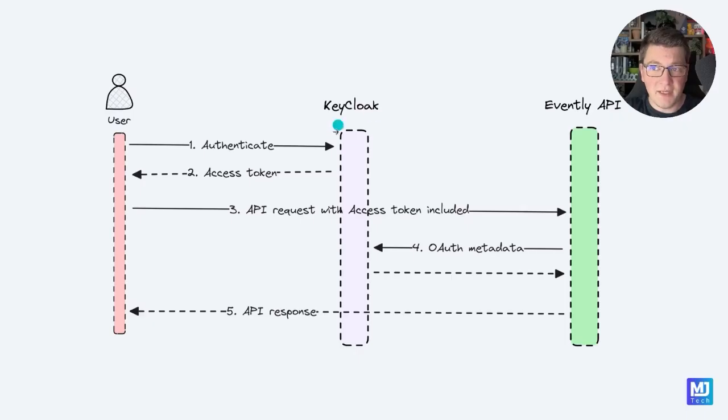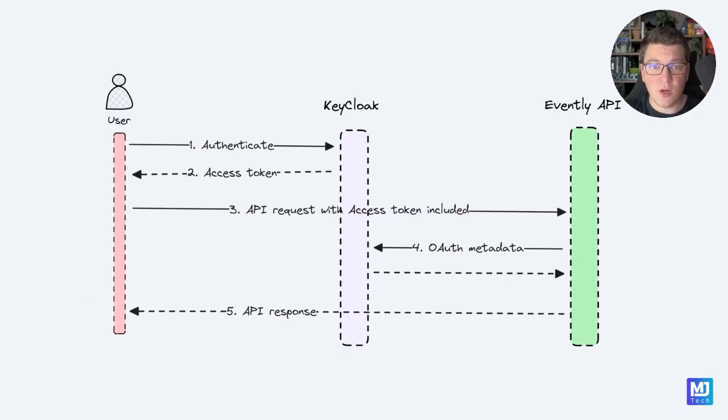The user will authenticate with Keycloak by sending their respective username and password, and Keycloak will respond with an access token, ID token, and refresh token. Then the user is going to send an API request to our API and include the access token. On the backend, we are going to take this access token and evaluate if it is a valid access token or not. For some of the details on the JSON Web Token, we are going to reach out to Keycloak to obtain the OAuth metadata, which is going to contain some useful information, for example, validating the signature on the JSON Web Token. And if the token is valid, we are going to return an API response to the user.